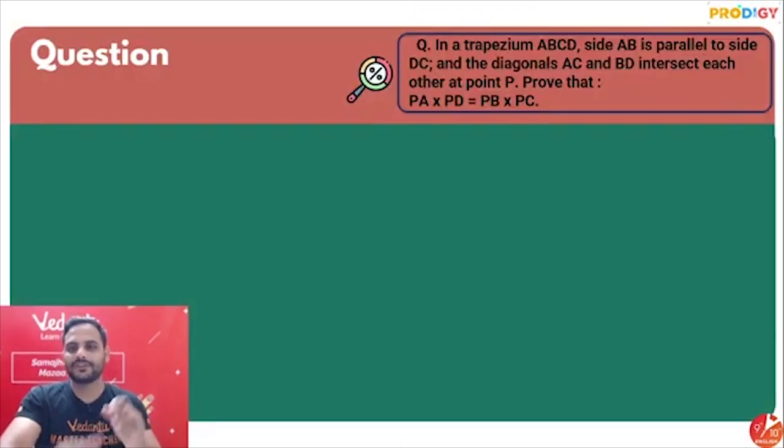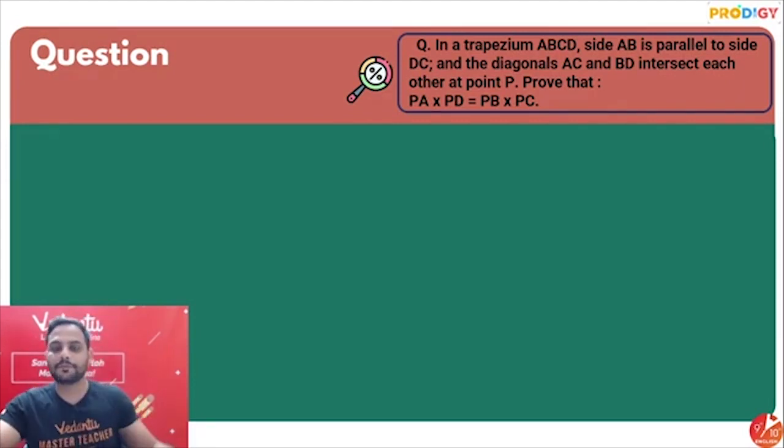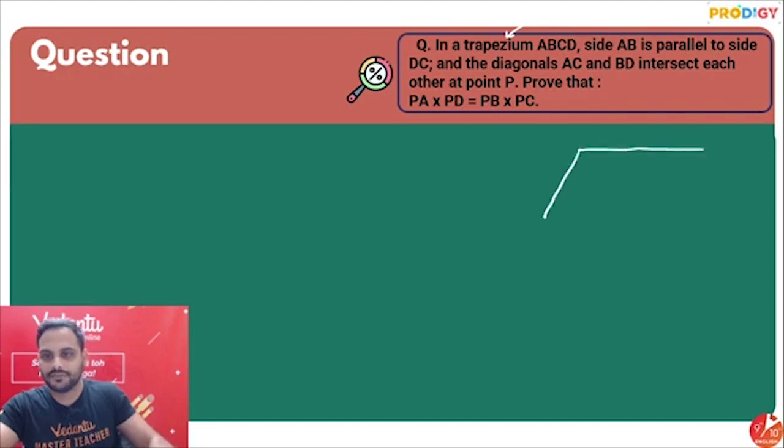Next question. In a trapezium ABCD, side AB is parallel to side DC. AB and DC are parallel. Diagonals AC and BD intersect each other at P. Prove that PA into PD is equal to PB into PC. So this time a trapezium is given to us.